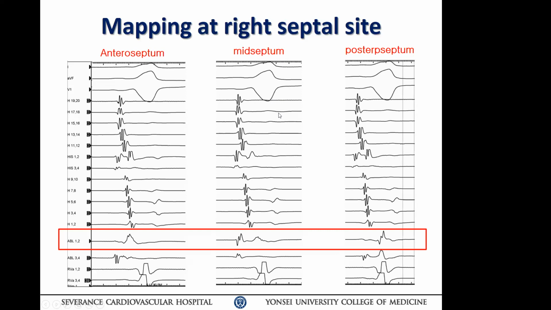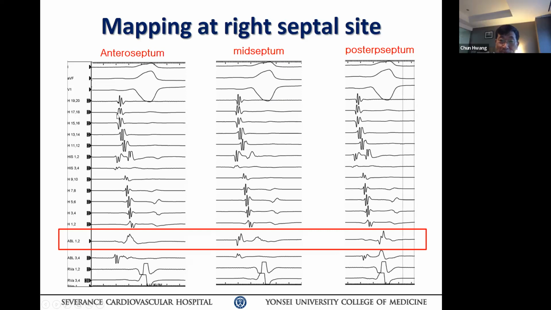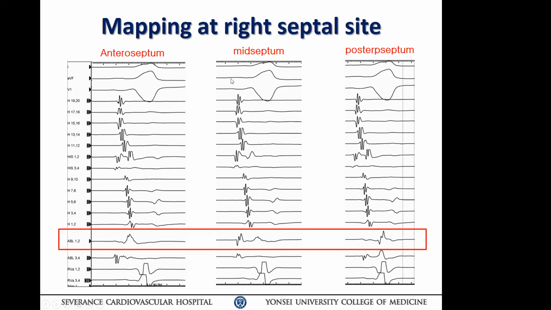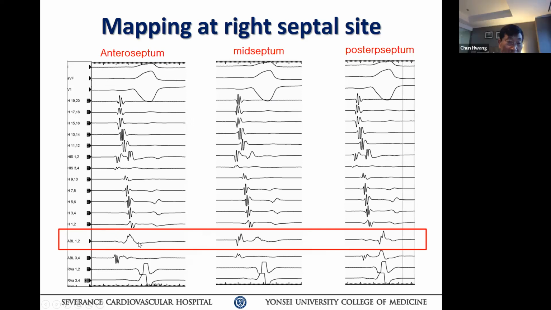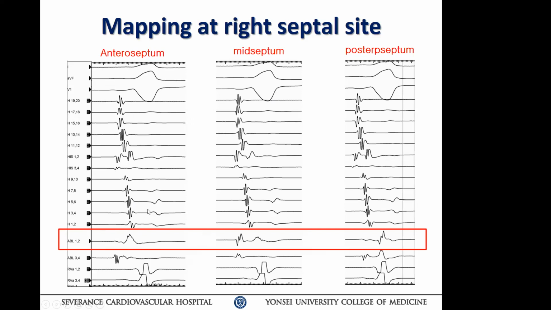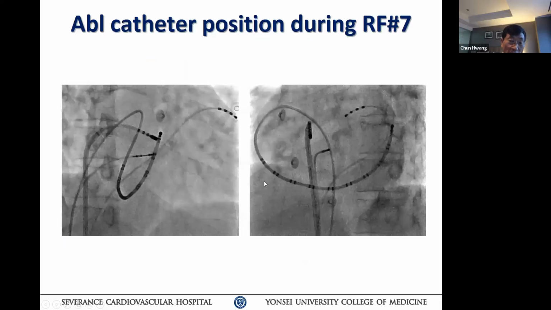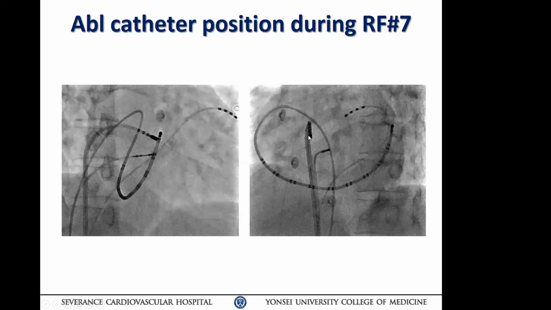consolidation ablation. And then we go back to the septal mapping at the right septal side. You can see the potential at the distal of the ablation catheter at the anteroseptum, mid-septum, and posteroseptum. So at the anteroseptum, there is a fusion between A and V. So we saw that the main bypass tract is in the anteroseptum. Okay. So we change our ablation catheter to place it in the anteroseptum.